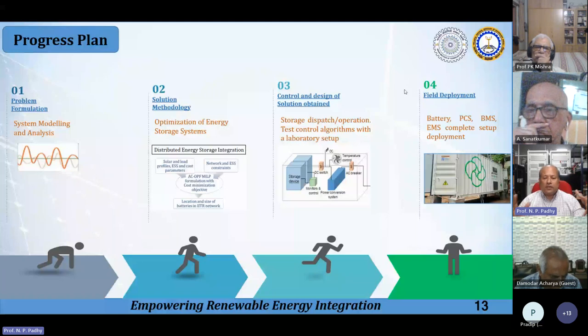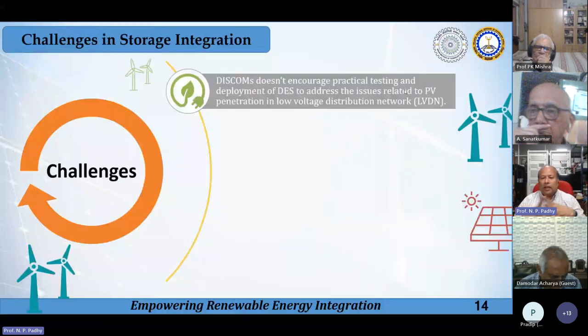So what are the major challenges? The biggest challenge today for anyone taking a decision before installing a battery is this: we have some money, we say, okay, take this money, give me a battery and put it in. But nobody knows where to put it, how to put it, and what its magnitude should be, because we don't do any techno-economic study as of now. So distribution companies do not encourage practical testing and deployment, because no one will give you a system to test. And because the system is not available to you, whatever decision you take is not going to be optimal. So deployment of distributed energy sources to address the issue related to PV penetration in low voltage distribution networks becomes a challenge.